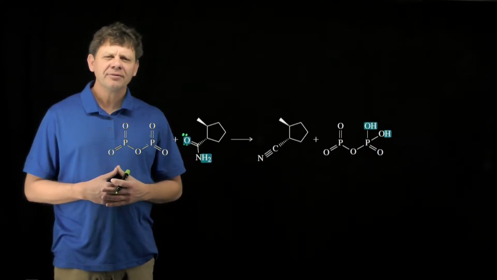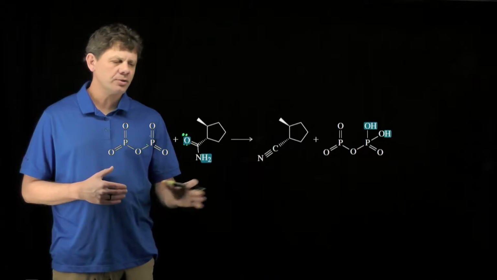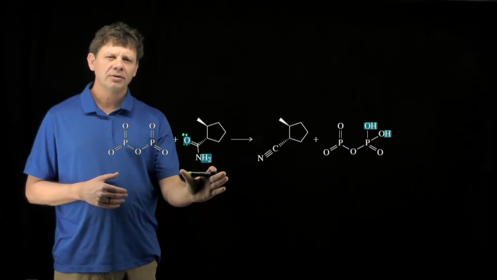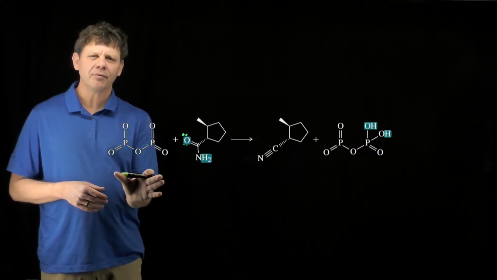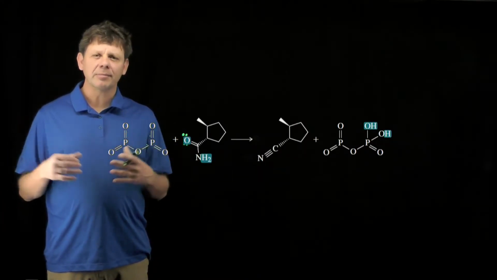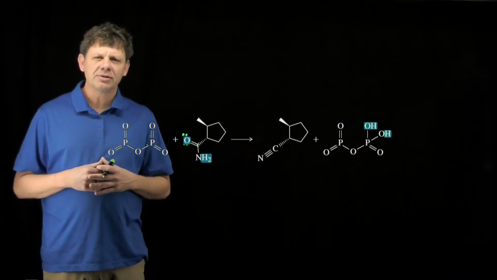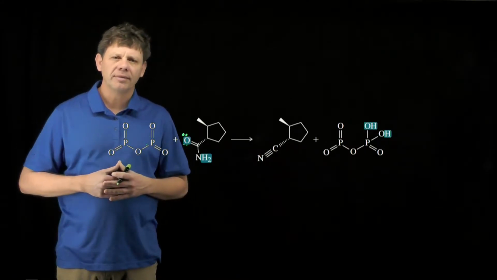In this assessment, we're asked to show the mechanism of the dehydration reaction of a primary amide to make a nitrile. Now, we're using this reagent we haven't seen before, and the mechanism is going to be something new, but let's think about the information we know to help us write this mechanism.